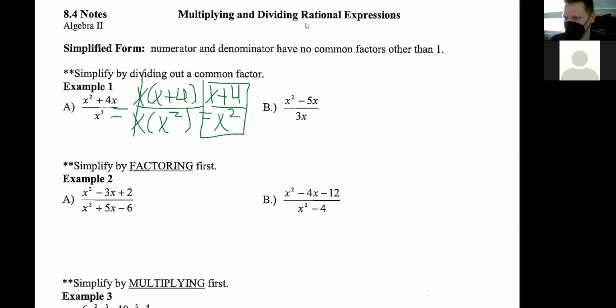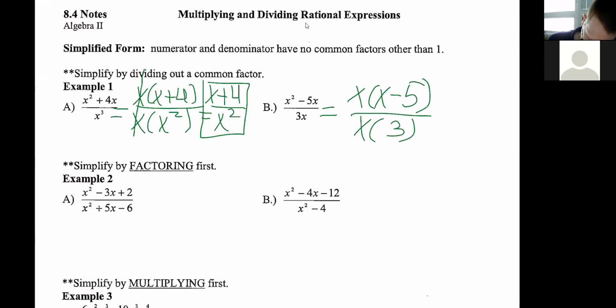By simplifying, it sometimes just lets you have less to deal with, especially if you can pull out a big factor. It can sometimes make your life a lot easier. So it'd honestly be very similar for part B. You could pull out an x from the top, and you could pull an x from the bottom. So you could cancel those out. This would simplify to be x minus 5 over 3.